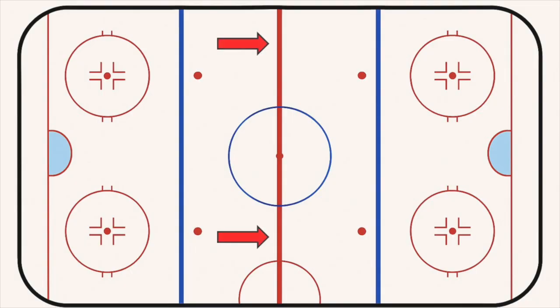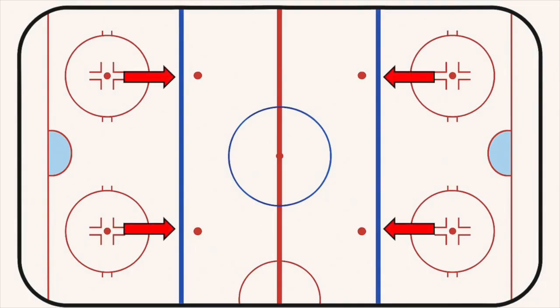Right in the middle is the red center line with the center face-off circle. Every game starts here, and play restarts here after every goal. The center line also matters for certain rules, like icing, which we'll cover in a later video.